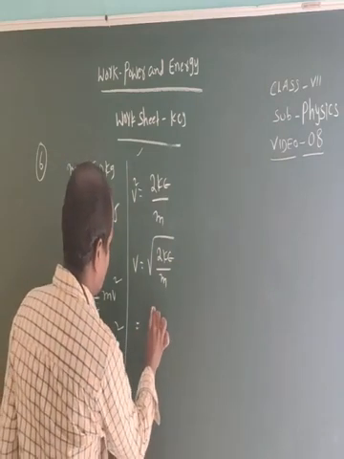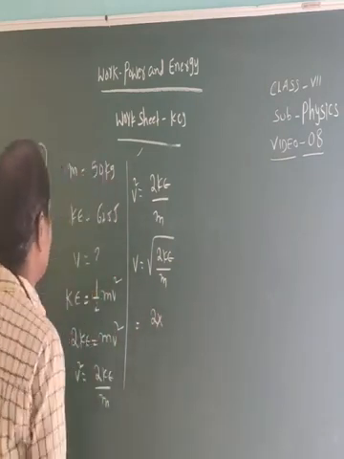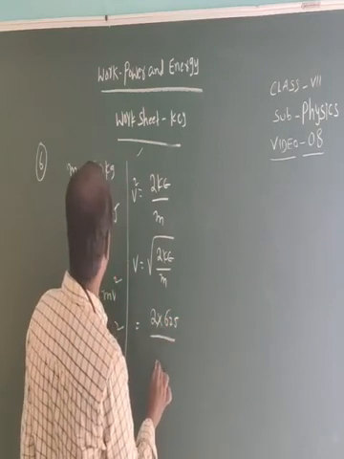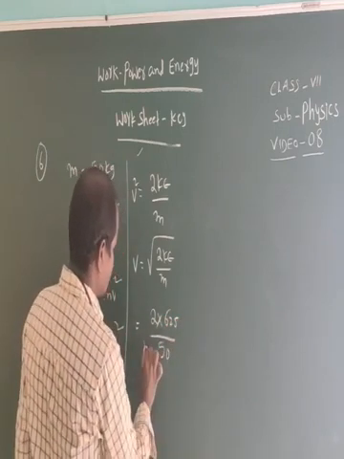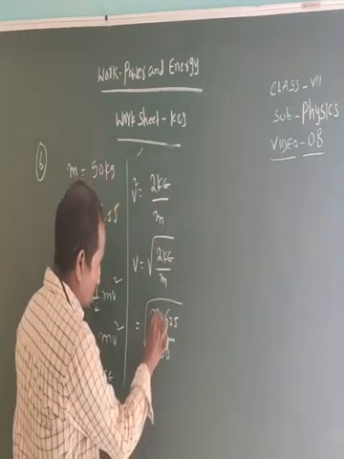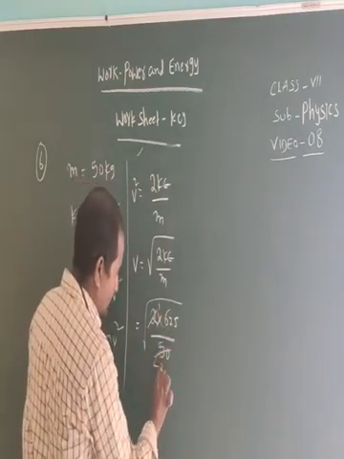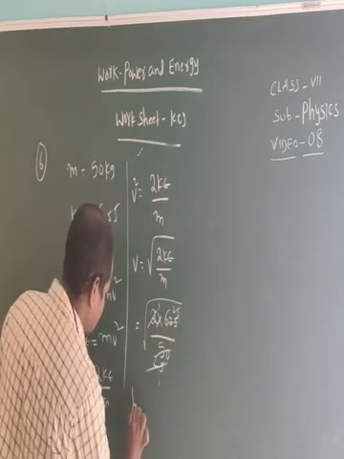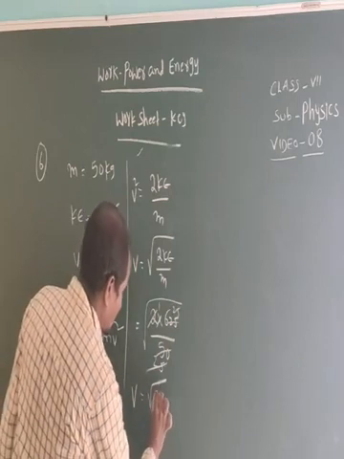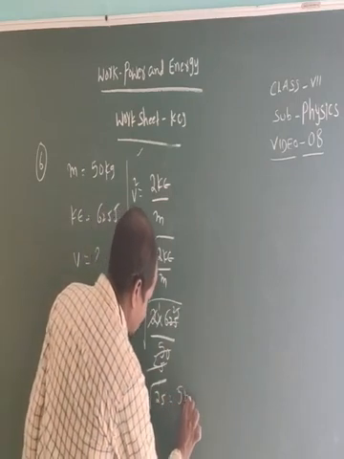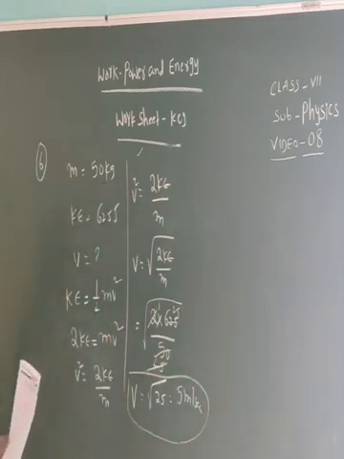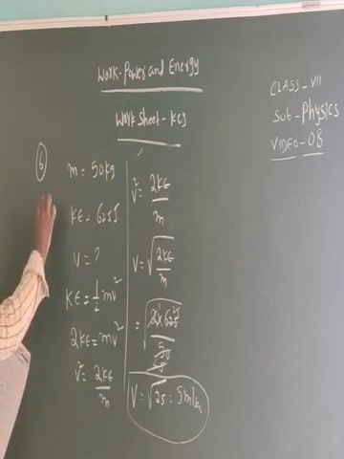So here 2 into K equal to 625, by mass 50. 2 ones are 2, 2 25s are 50. 25 ones are 25, 25 25s are 625. That is equal to v equal to root 25. That is equal to 5 meter per second. Velocity of the man is how much? 5 meter per second. So option number B.